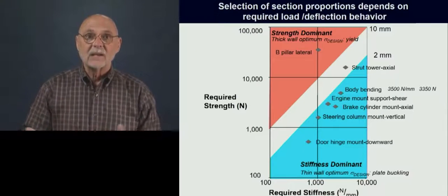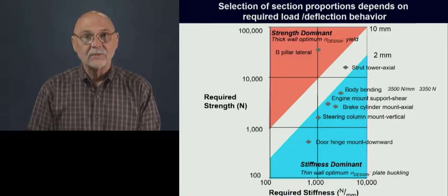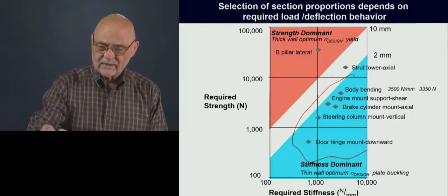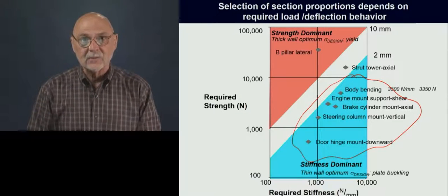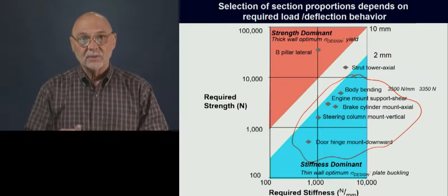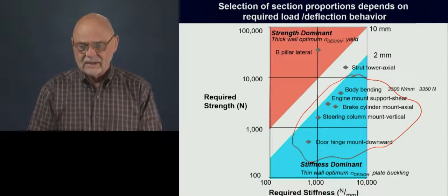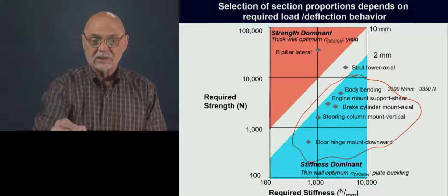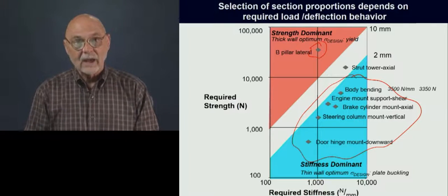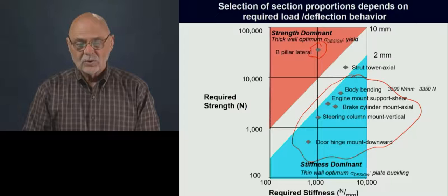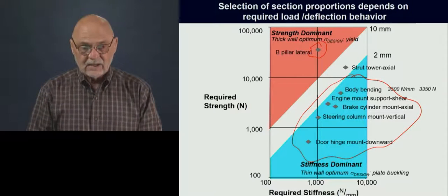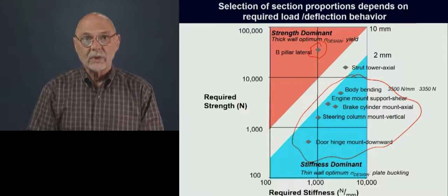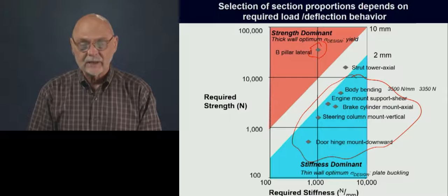And then the question is, well, we're designing cars here. Where do the different components fall on this chart? And generally, you'll see that they do fall in the stiffness-dominated region, so that we'll end up with these very thin-walled, kind of delicate sections as the best and optimal solutions. There are some exceptions. The B-pillar with lateral loading from the side, so that would be for side impact, tends to be a strength-dominated design, so that ends up being more of a thicker wall solution than some other areas in the car.